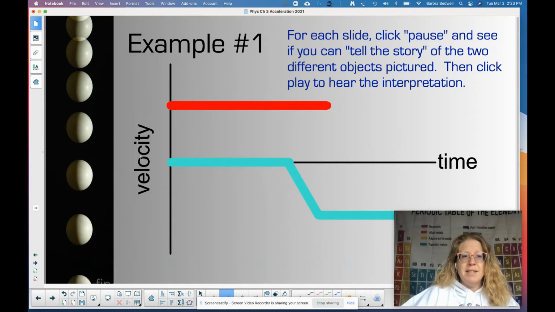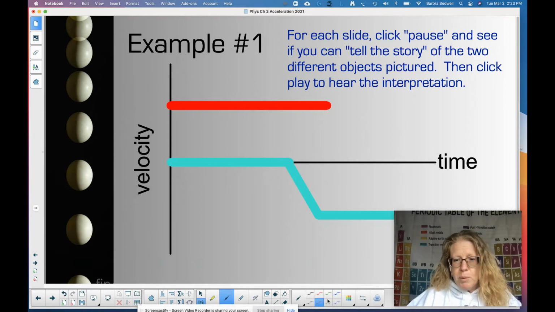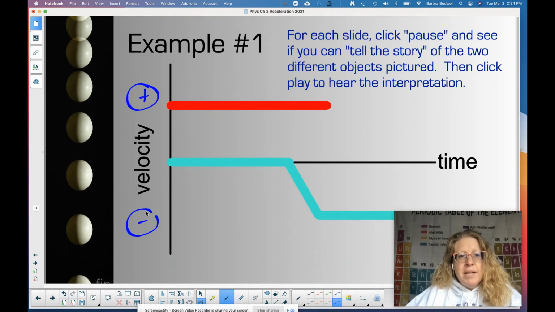Remember that when we're talking about velocity time graphs, we've always got velocity on the y-axis and time on the x-axis. And almost always, when I draw these, we'll have a 0 line right here. A lot of times we'll do the plus region up here and the minus region down here.